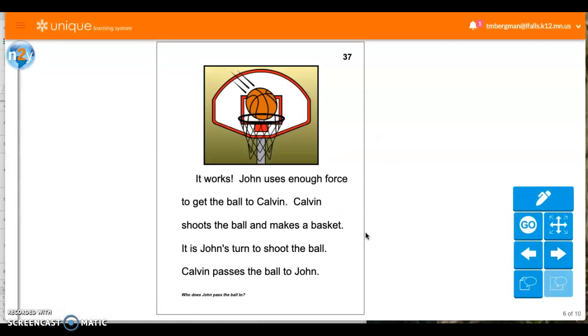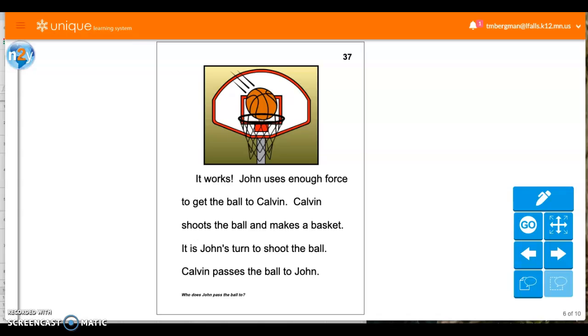Calvin shoots the ball and makes the basket. It's John's turn to shoot the ball. Calvin passes the ball to John. So when you're in basketball, you're using a lot of force, right? So you're using force to push the ball and to pass it to someone else. And then you're also using force to shoot the ball so you can make a basket.